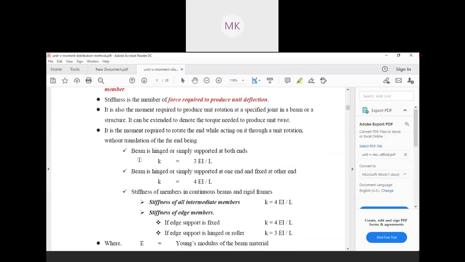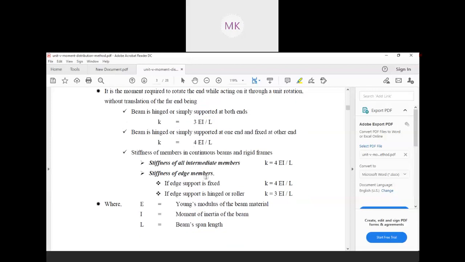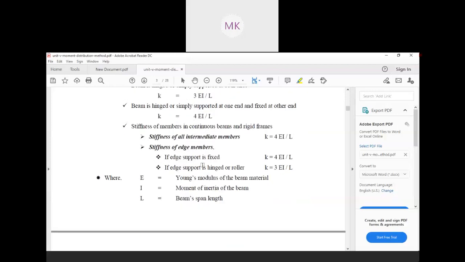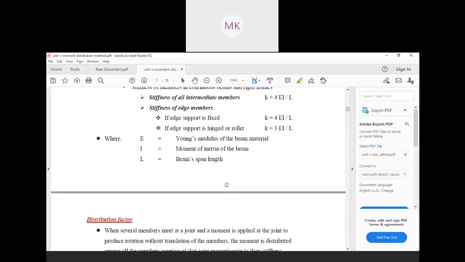So there are some formulas to find the stiffness factor. If the beam is hinged or simply supported at both ends, then we need to use K equal to 3EI by L. If the beam is hinged or simply supported at one end and fixed at the other end, then we need to use K equal to 4EI by L. These are the formulas given as per the condition. All of you know what E, I, and L are. E is Young's modulus of the beam, I is the moment of inertia, and L is the beam length or beam span.